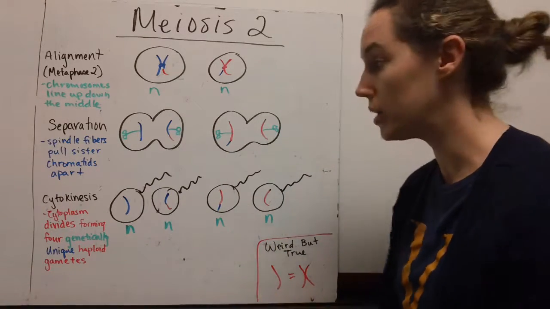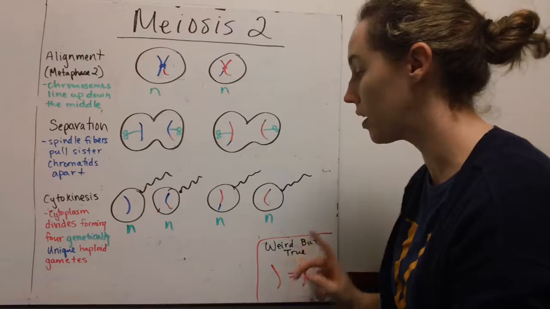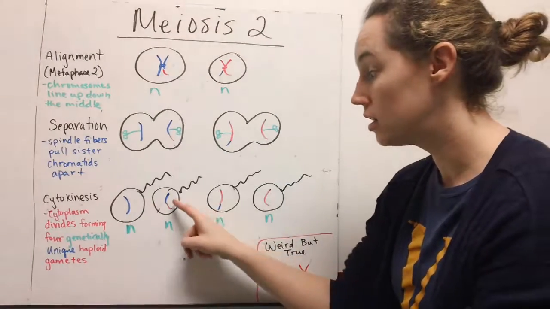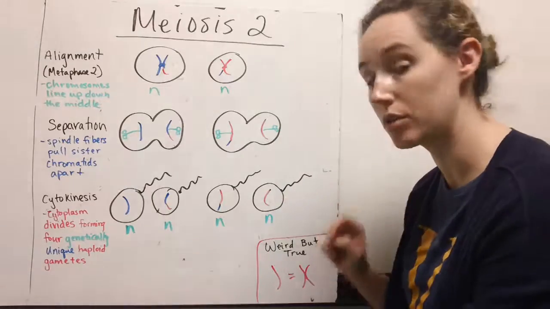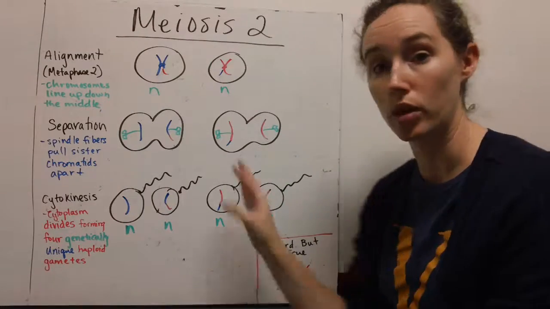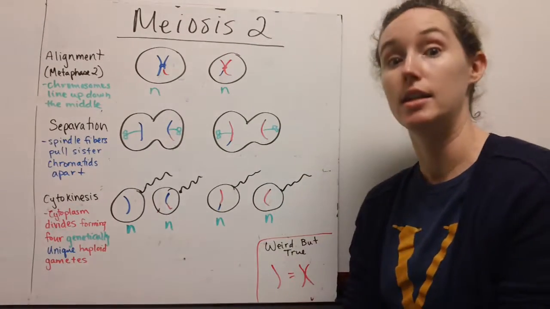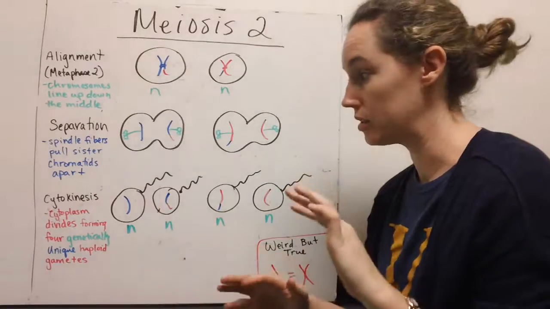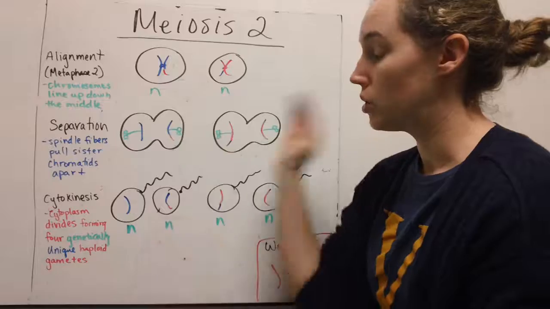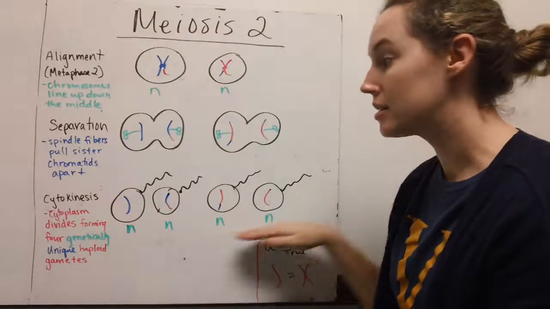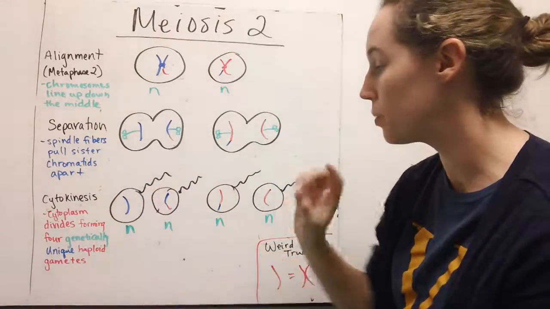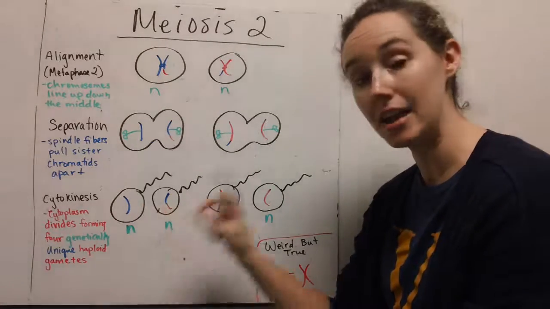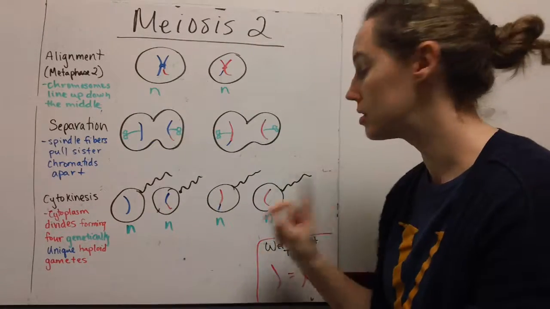And now we have that final 1, 2, 3, 4 haploid cells, right? Because they have 1 chromosome, 1 set of chromosomes in them. Don't forget our weird but true. This is the same as this when it comes to meiosis. Alright? So that last step, cytokinesis, separates the cytoplasm and gives us 4 genetically unique sex cells.